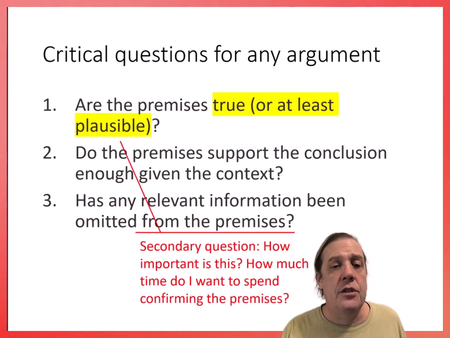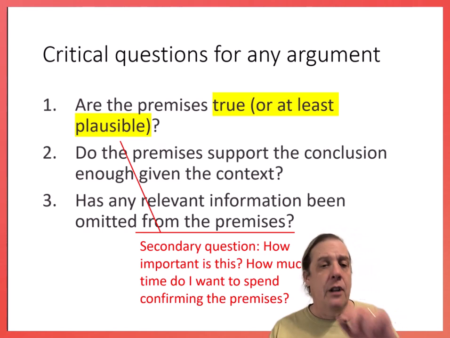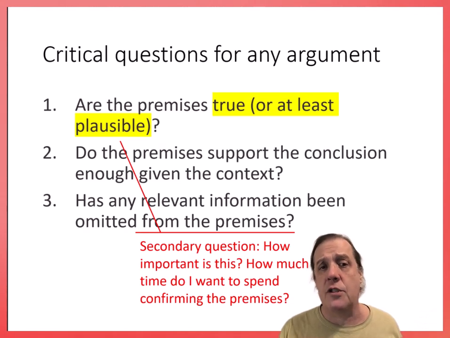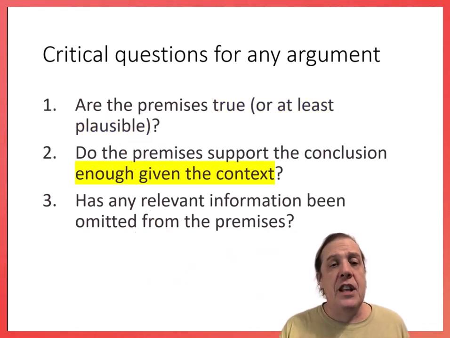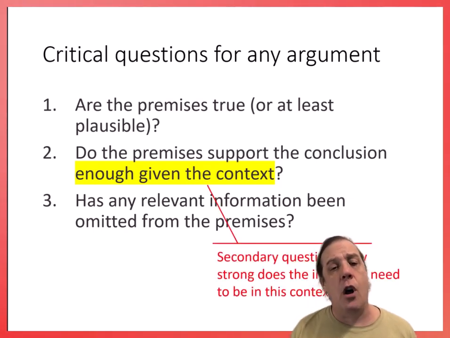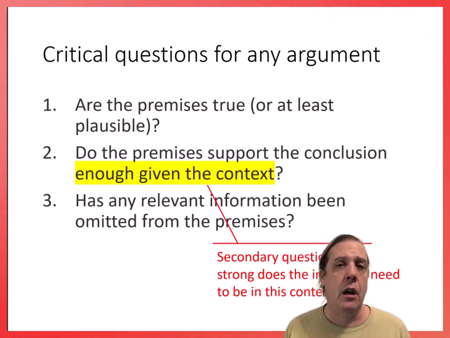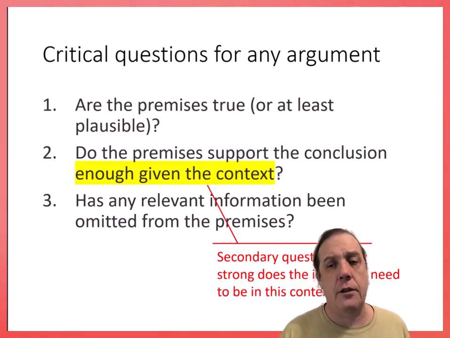But before we get there, just notice that the same thing, I've got the annotation on the slide now. The secondary question for plausibility: how important is this? How much time do I want to spend confirming the premises? And again, this is relevant for standards of proof. But the same thing happens with the second test. How strong does the inference need to be given the context? I emphasize that unlike validity, which is a black and white issue, strength comes in degrees. So you can always ask, is this strong enough? And again, this gets you to standards of proof.